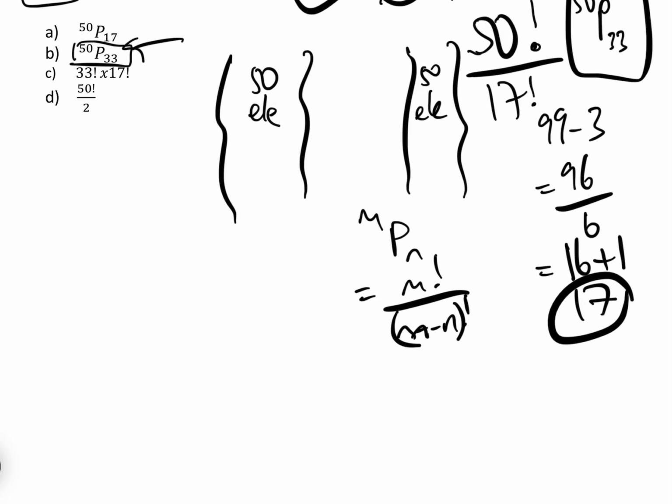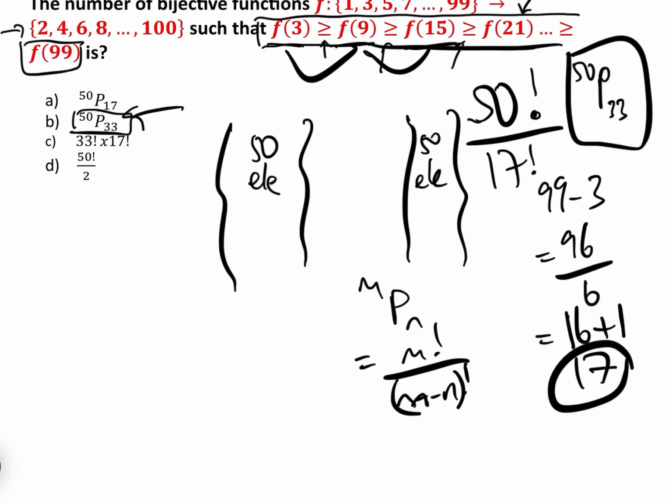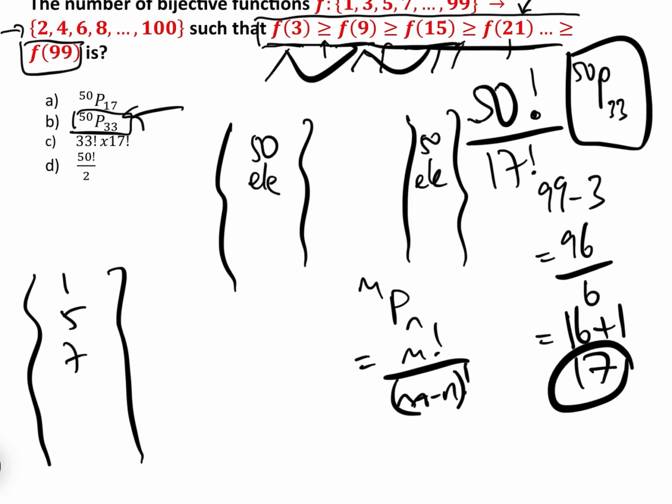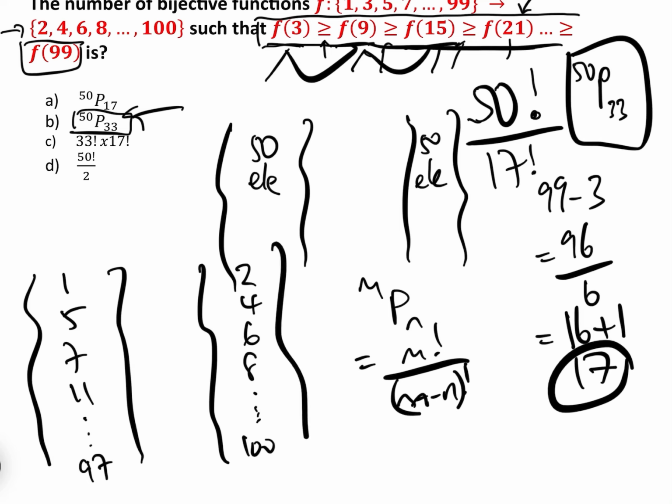Another way of looking at this, which I find actually makes it slightly easier, is to look at the part of the domain which does not include 3, 9, 15, 21, etc. So that would be 1, 5, 7, 11, and so on, all the way up to 97. And let's have a look at the codomain, which would be just as it is, 2, 4, 6, 8, all the way up to 100.